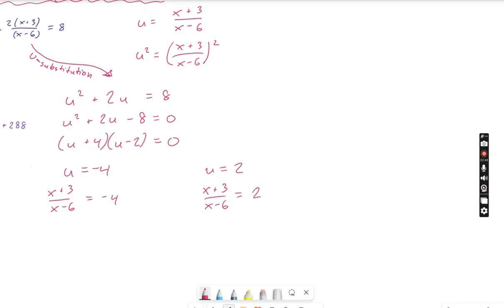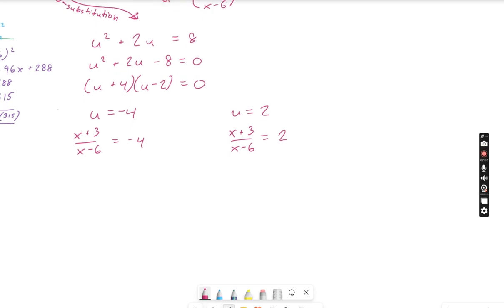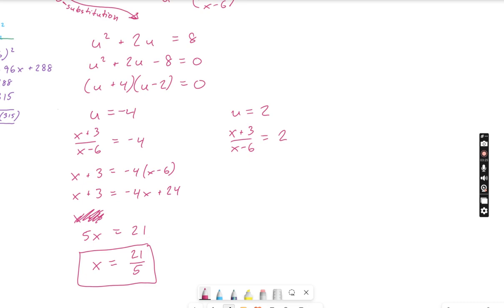Well, these equations are comparatively simple. There's a lot less going on here than the mess that I had at the very, very beginning, the traditional method. I'm just going to multiply by the denominator over here, and I get negative 4 times (x minus 6), which I'll just go ahead and simplify the rest of the way down. Let's see what we get. Negative 4x plus 24. That becomes x plus, I'm going to bring my 4x over here and get 5x. I subtract 3 from each side and I get 21, which means x equals 21 over 5. Okay, that's one of my solutions.